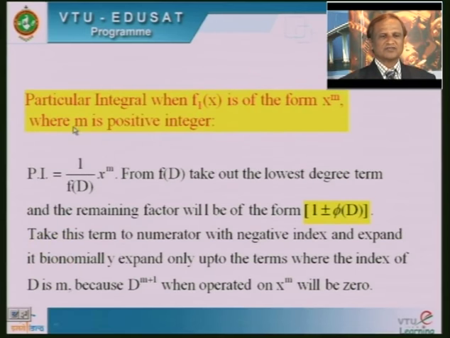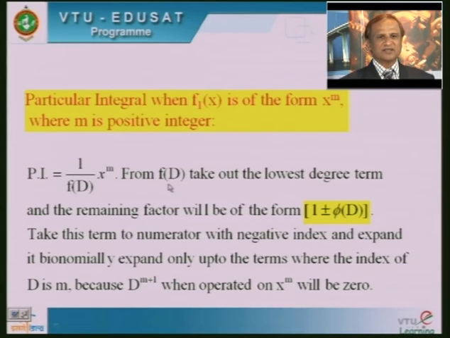Okay. Now we shall move to another method, when the second member or right hand side member is of the type x raised to m, where m is a positive integer. In that case, how are we going to find the particular integral? As usual, the given equation can be written in symbolic form. Then you take f(D). You can write the particular integral as 1 upon f(D) into x^m.